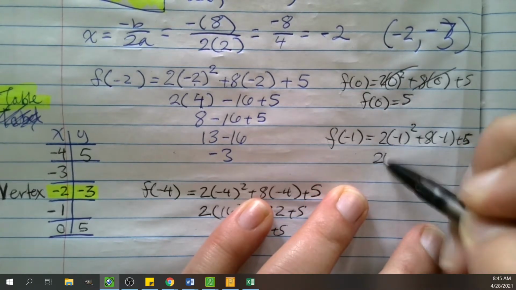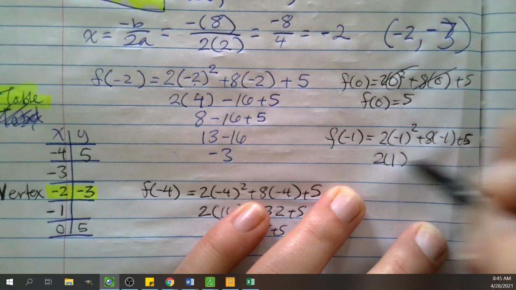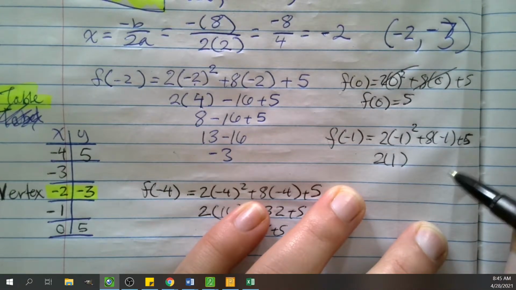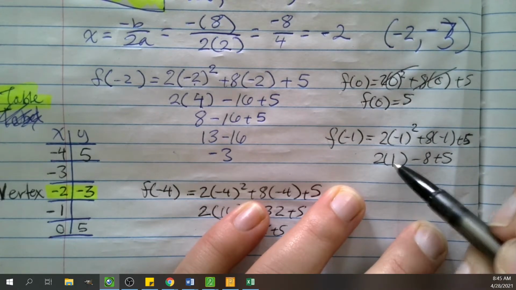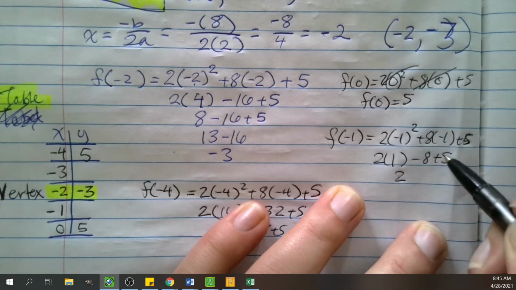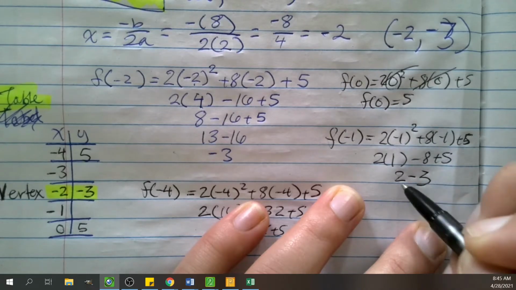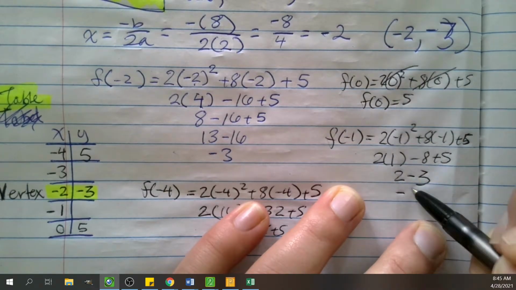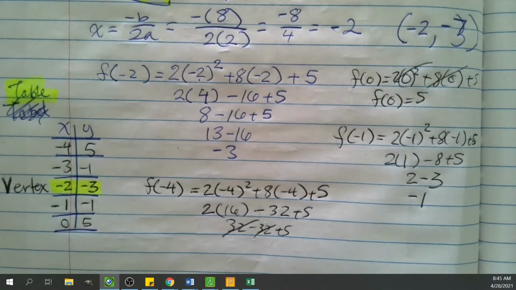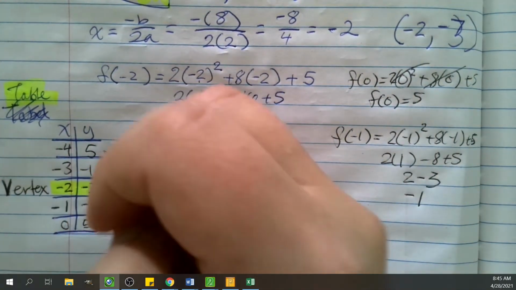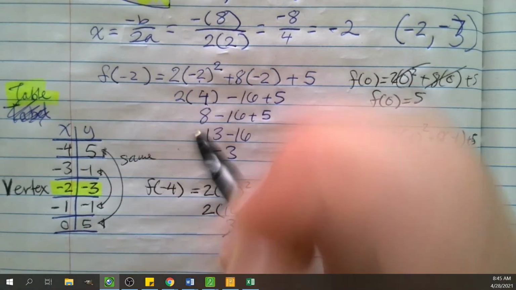What's -1 squared? What's 8 times -1? What's 2 times 1? What's -8 plus 5? Good. What's 2 take away 3? These are going to be the same. These are going to be the same. If they're not the same, check your math.